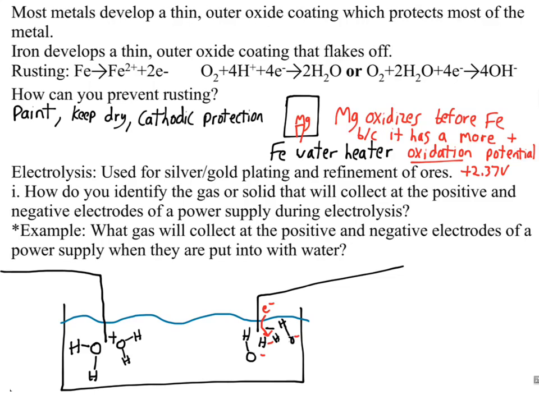So that's oxidation that will occur, whereas the other one was reduction. So on the left, oxidation will be occurring at the positive electrode. And so you have electrons being taken away, a new bond forming with the oxygen. So you get oxygen gas.